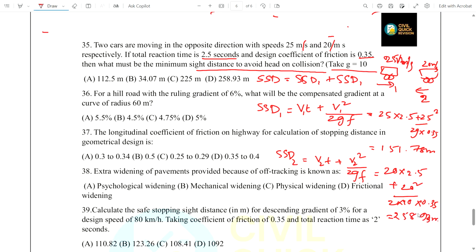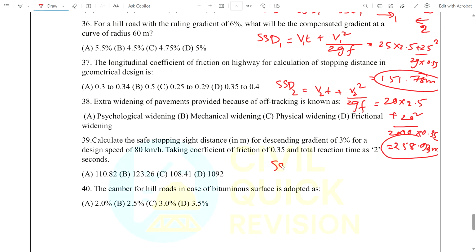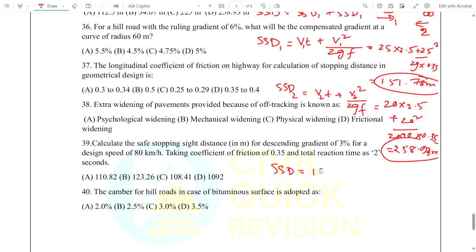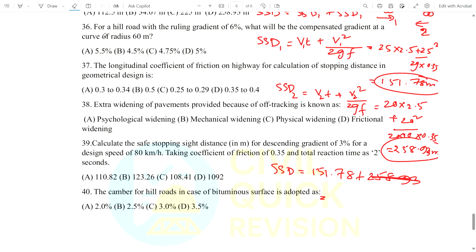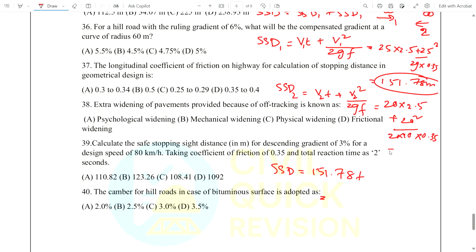Okay, if I calculate both these values, SSD is equal to SSD1 plus SSD2, 151.78 plus 258.93. How much do you get? Wait a minute. I have already calculated that, that's why I put it directly, so don't mind, you just calculate by yourself. From this SSD2 you get 107.14 meter. If we add SSD1 plus SSD2, we get 258.93 meter.